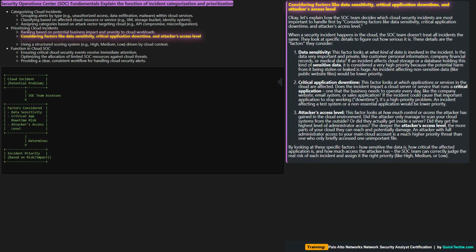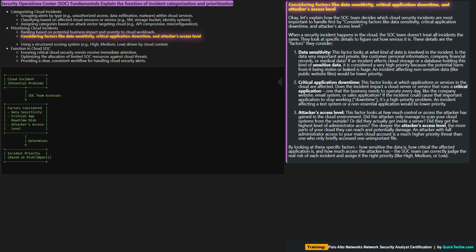Okay, let's explain how the SOC team decides which cloud security incidents are most important to handle. First, by considering factors like data sensitivity, critical application downtime, and attackers' access level. When a security incident happens in the cloud, the SOC team doesn't treat all incidents the same. They look at specific details to figure out how serious it is. These details are the factors they consider.